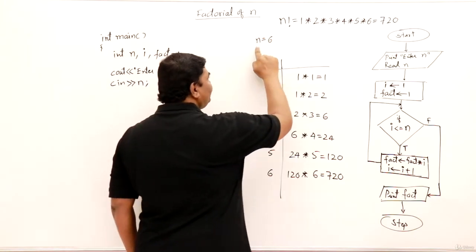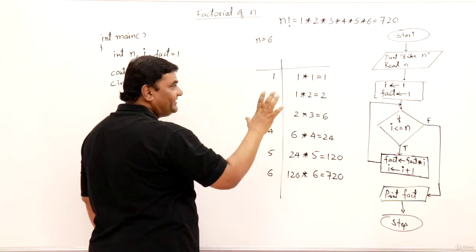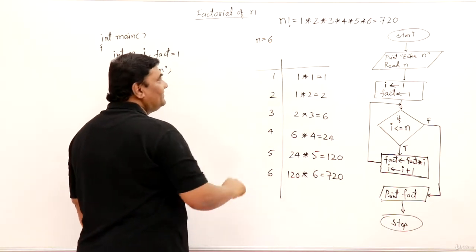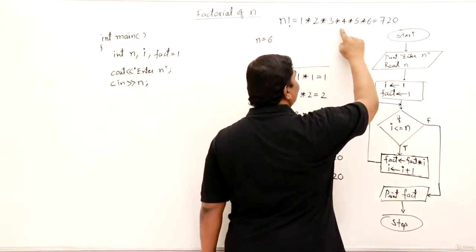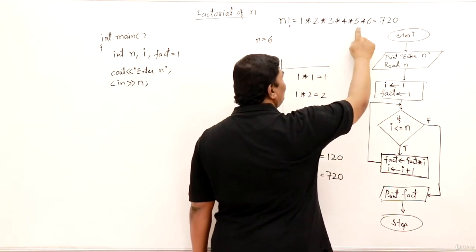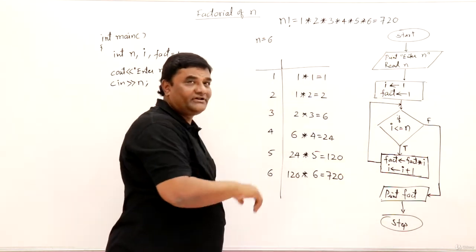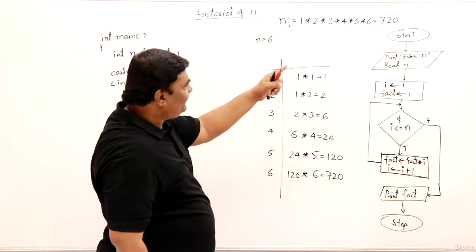If I have a number 6, an integer number, right? It should not be a decimal like 6.5, 6.4. It should be an integral number. Factorial of that number means product of first n natural numbers, that is up to 6. 1 into 2 into 3 into 4 into 5 into 6, that is factorial. It is written like this. This is the symbol.